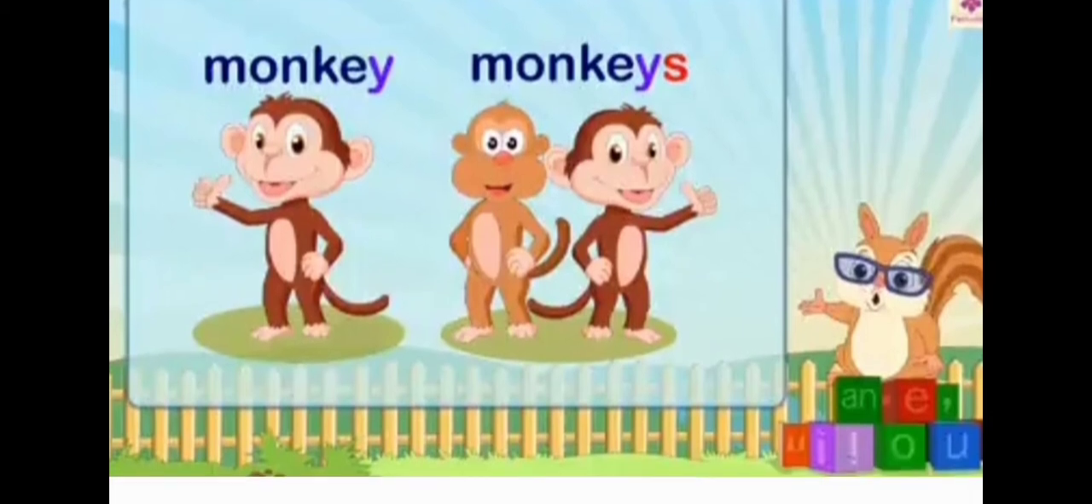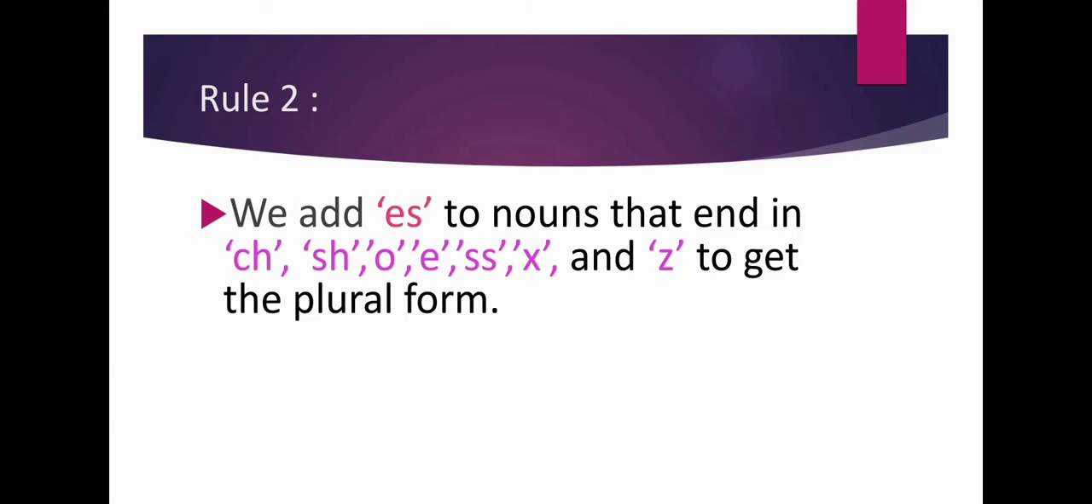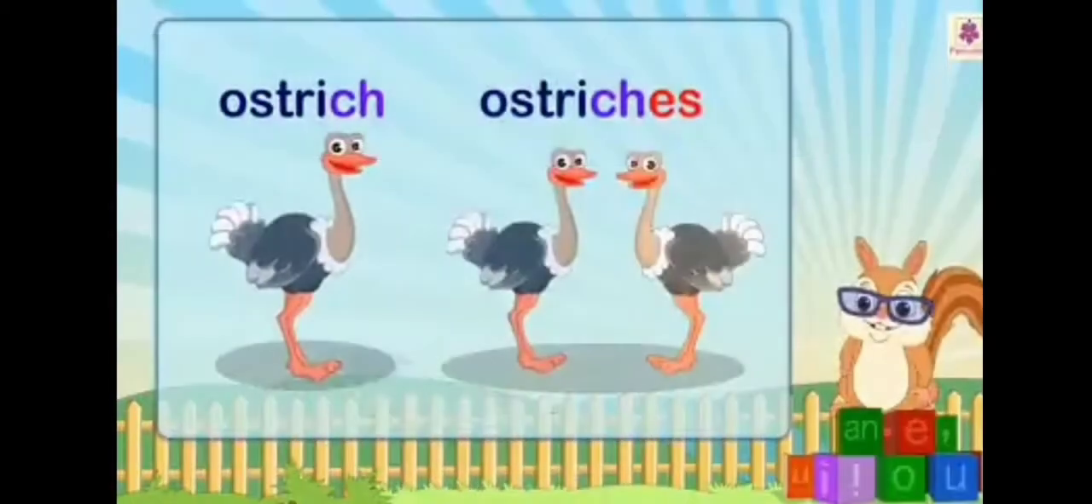Now let's see rule number 2. We add ES to nouns that end in CH, SH, O, E, SS, X and Z to get the plural form. There are some examples. So according to rule number 2, the noun that ends in CH, that is ostrich, changes to the plural form by adding ES. So it becomes ostriches, as you can see.